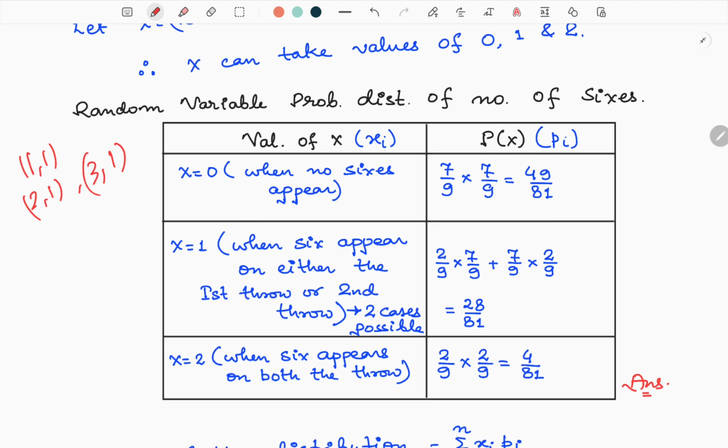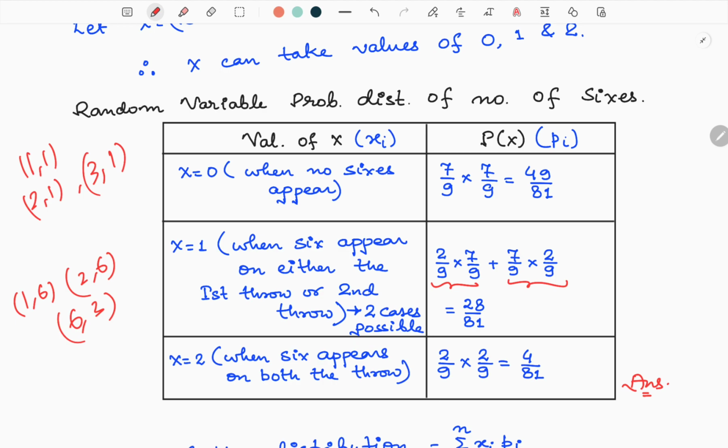And when 6 is appearing on either one of the throws, like 1 comma 6, 2 comma 6, or 6 comma 3, it is possible that you can get 6 on the first throw or on the second throw. If you get 6 on the first throw and not on the second throw, then you get the probability of 2 by 9 into 7 by 9. If you get 6 on the second throw but not on the first throw, then you calculate the probability as 7 by 9 into 2 by 9.